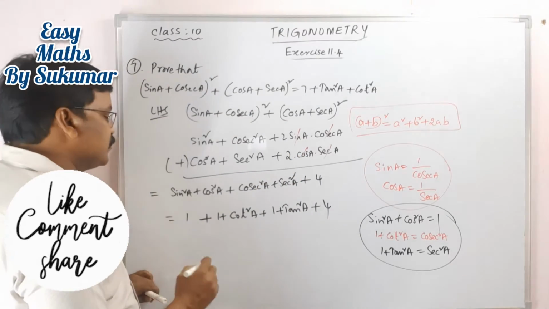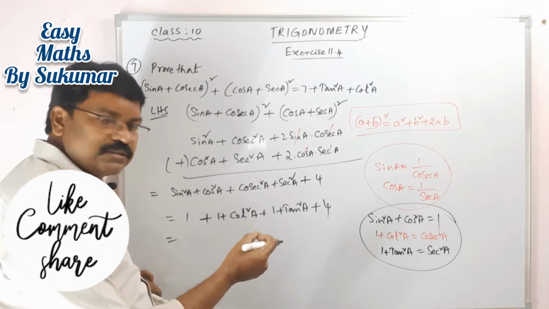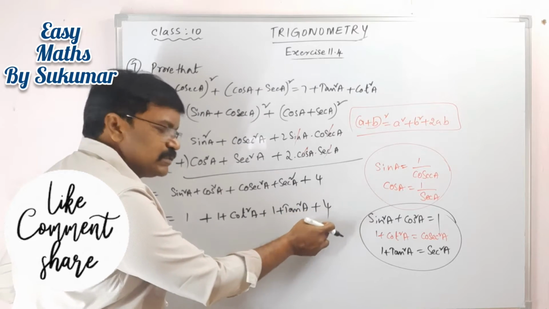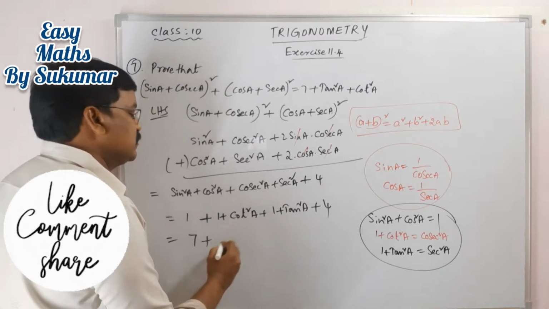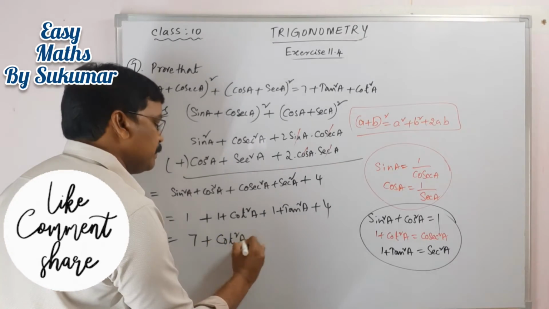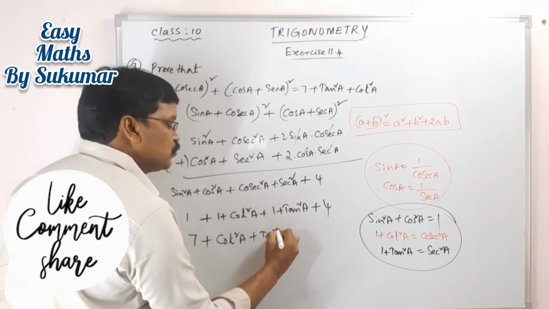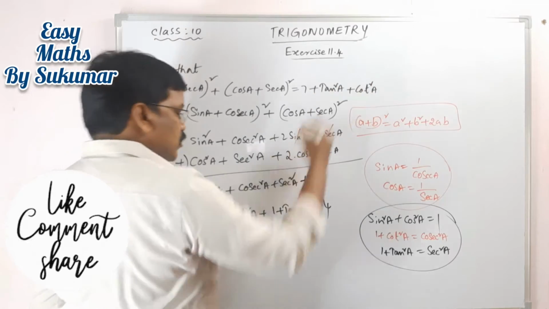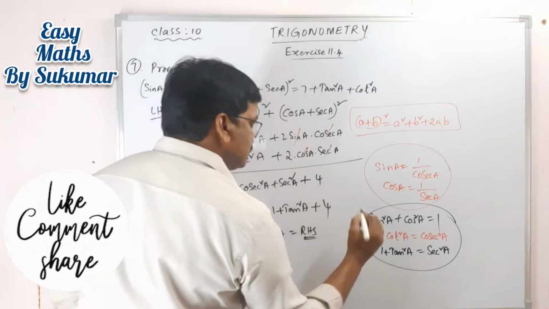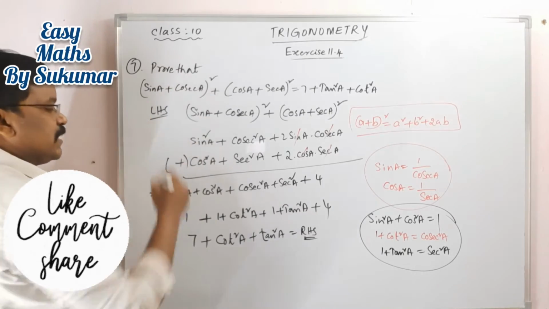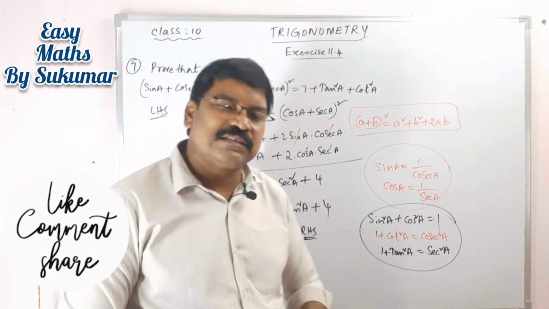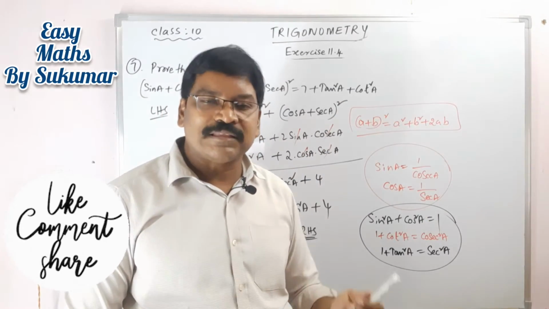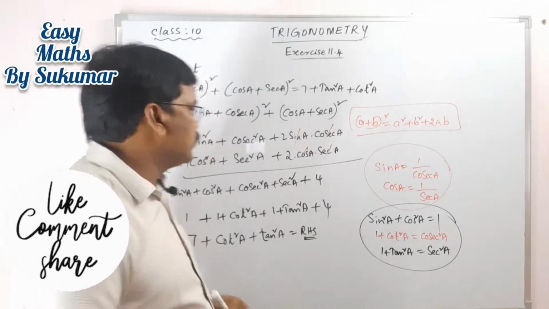So it is equal to, my dear students, now have a look here please. 1 plus 1 is 2, 2 plus 1 is 3, 3 plus 4 is 7. So 7 plus cot square A plus tan square A. 7 plus tan square A plus cot square A. So it is equal to RHS, no, my dear students. This is the right hand side. That means (sin A + cosec A) whole square plus (cos A + sec A) whole square is equal to 7 plus tan square A plus cot square A. Hence it is proved. Let me explain again, my dear students.